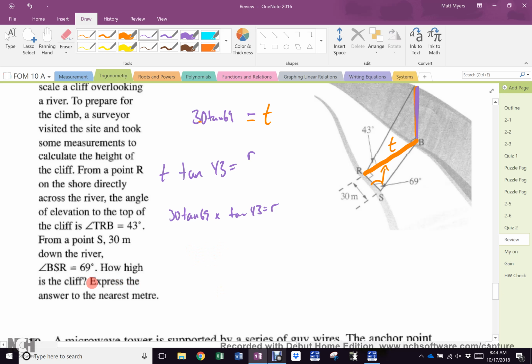Oh, because it says express answer to the nearest meter. You can have full marks, Jacob. Relax. 73. Not degrees, you idiot. 73 meters. Okay. Just to double check. 73.